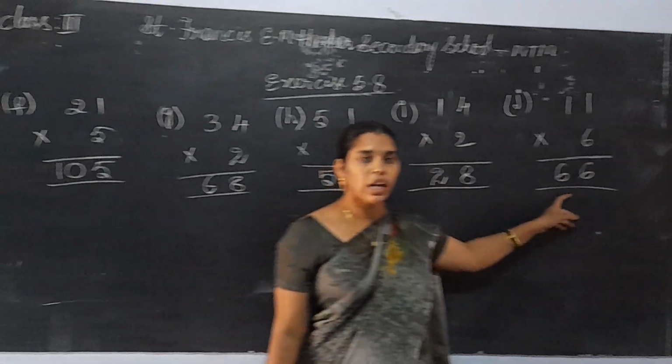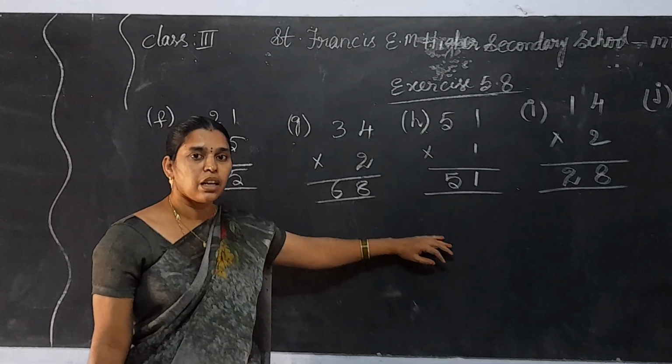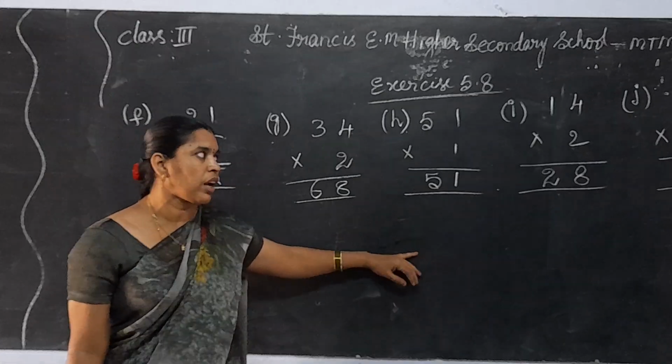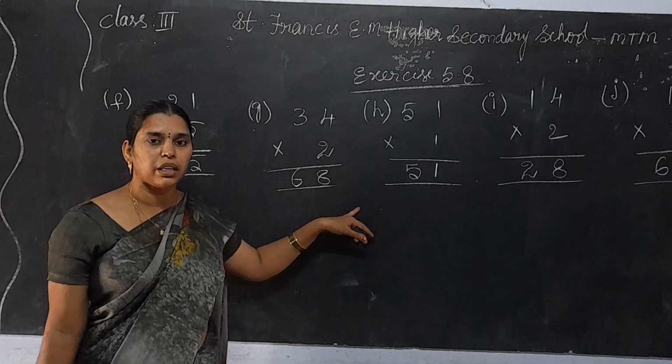66. Okay. Remaining sums in this exercise 5.8, please complete it and 5.9 also, same method. So 5.9 also you should complete in your CLB.